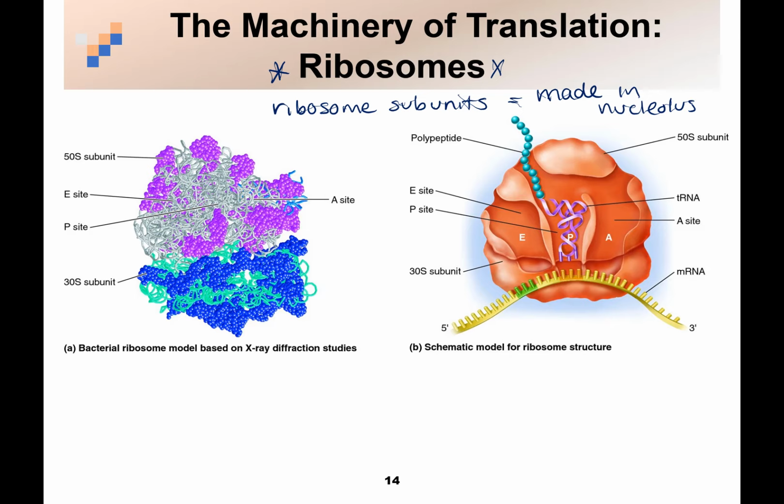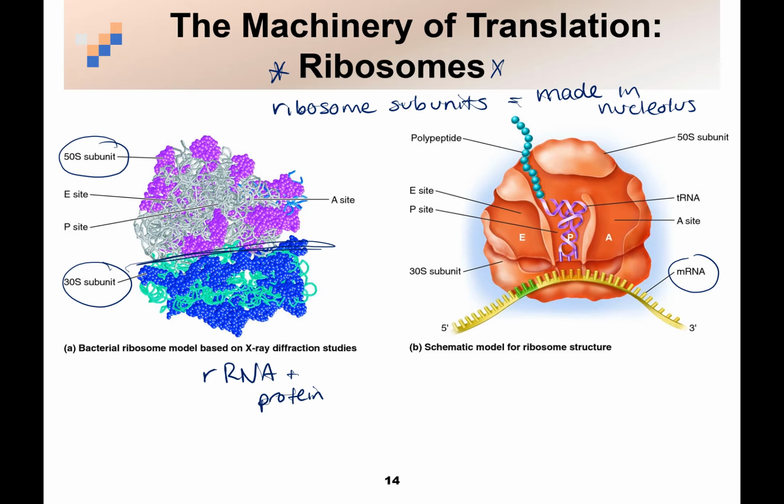And ribosomes are made of RNA, ribosomal RNA, and proteins. And they have two subunits. They have a large and a small subunit. And I'll show you where that comes into play. But basically, in the space between the subunits, your mRNA is lined up so that the codons can be read.